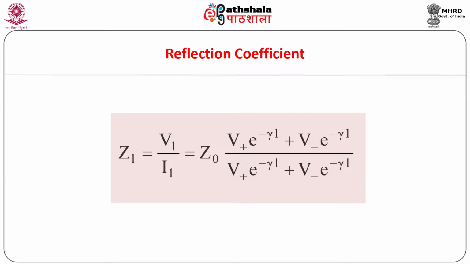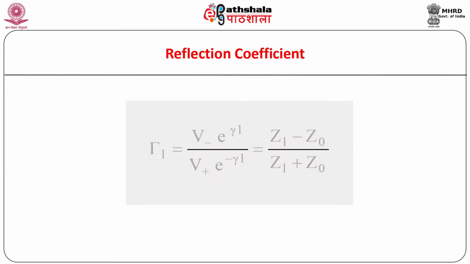Thus, we have ZL equal to VL upon IL, and the expression in simplified form is as shown. By using rules like dividendo and componendo, the equation for ZL can be rearranged in the form shown. Note that the equation represents the ratio of reflected voltage to the incident voltage at the receiving end. By definition, it is the reflection coefficient at the receiving end, denoted by tau L.